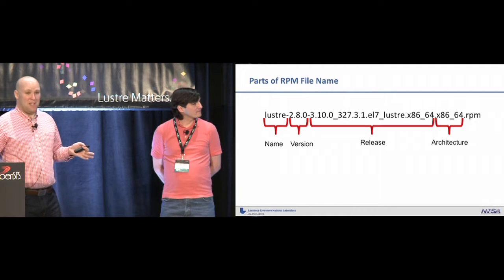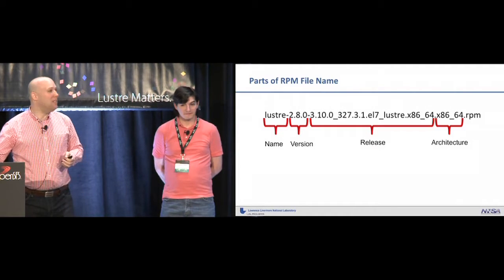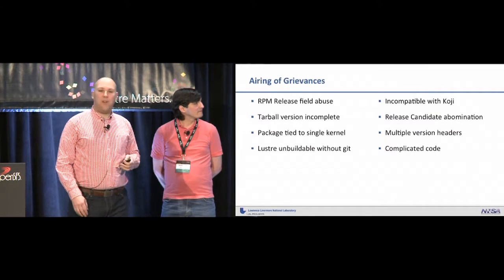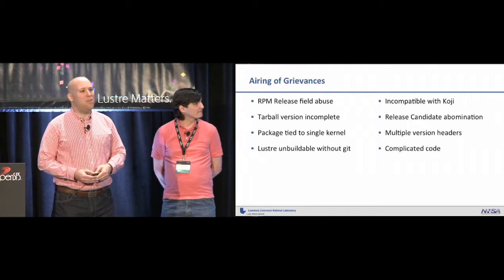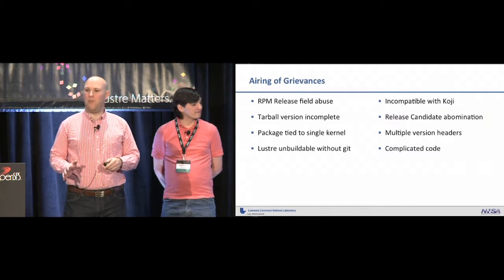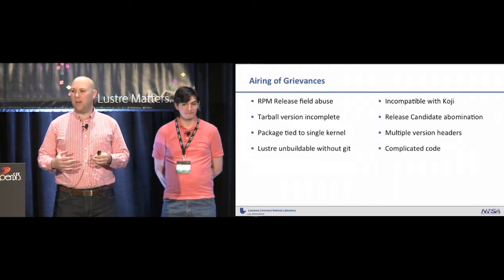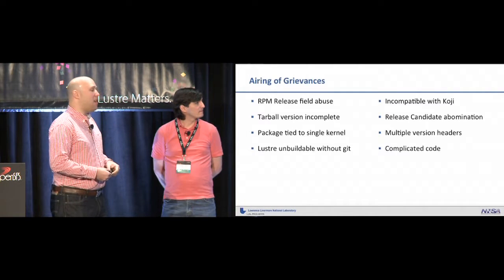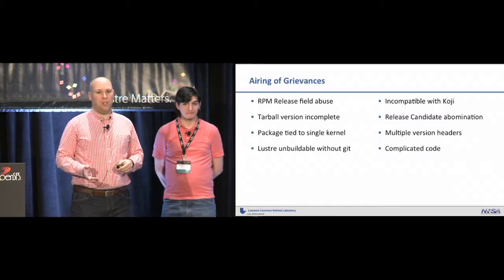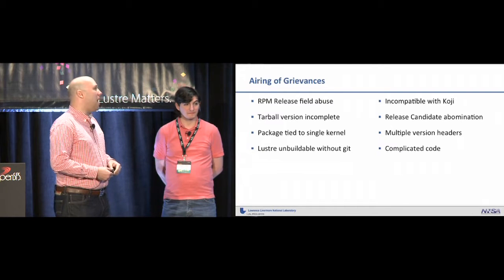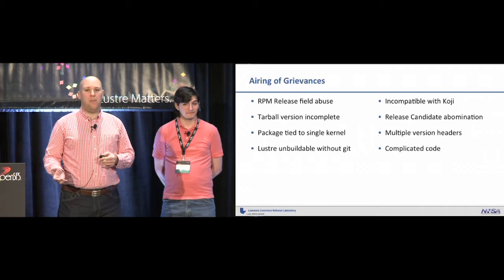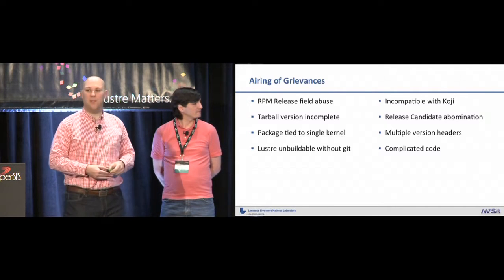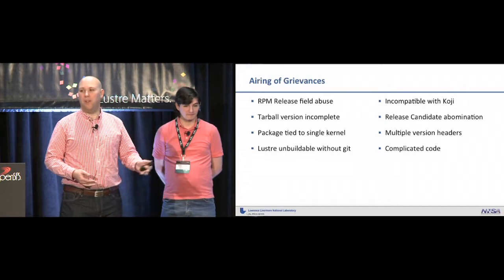So while there are reasons, we can still do better. There are some problems here. So first of all, we're abusing the RPM release field. The release field is really supposed to be just for the packagers, not for including major information about Lustre itself. As we'll see in a moment, the tarballs are versioned incorrectly right now. The way we build and distribute Lustre, we're tied to a specific build of a kernel, which can be a problem for a lot of sites where you want to be able to upgrade your kernel whenever you want.